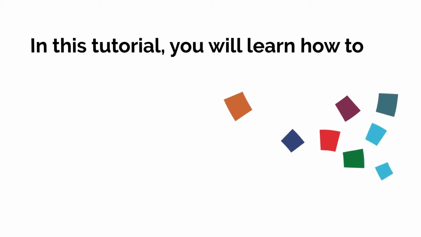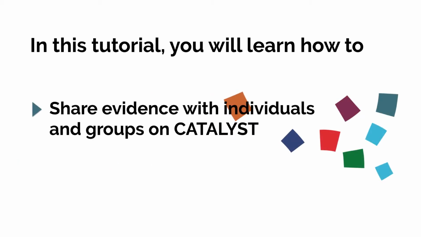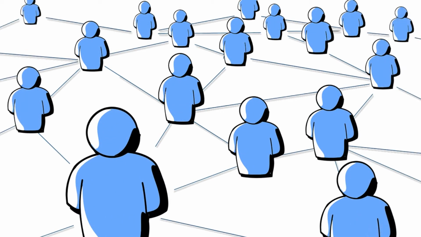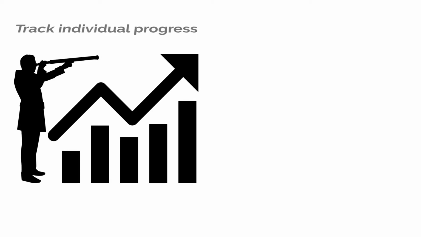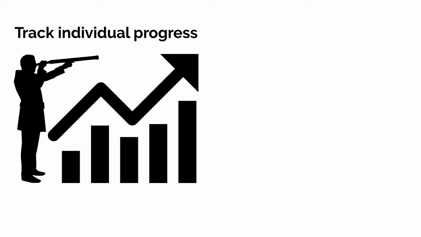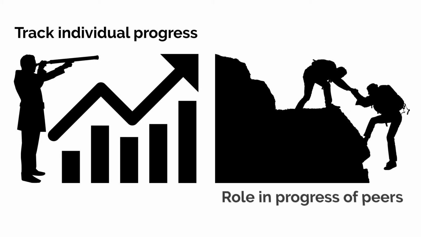In this tutorial, you will learn how to share evidence with individuals and groups on Catalyst. By developing a Professional Learning Network, or PLN, on Catalyst, users are able to learn and grow alongside like-minded educators in and beyond their buildings. As you track your individual progress towards your professional goals, you can also play a role in the progress of your professional peers, both individuals and groups.